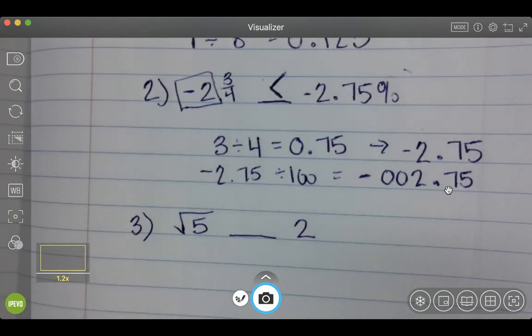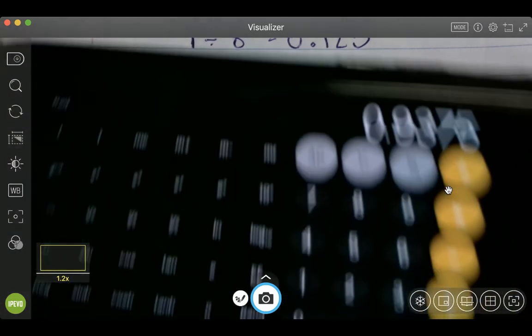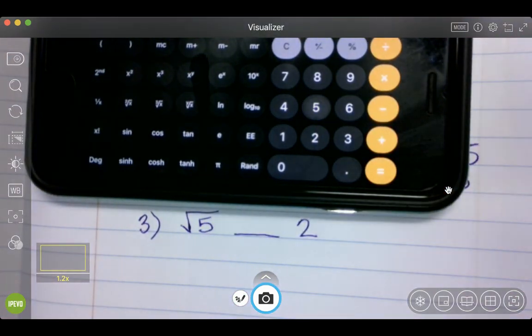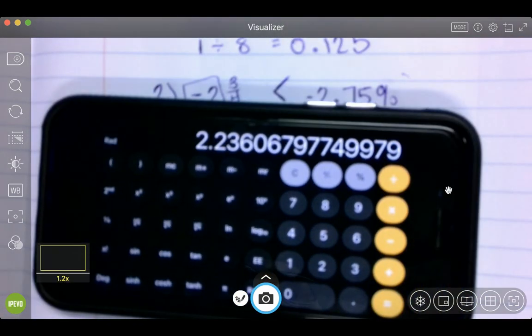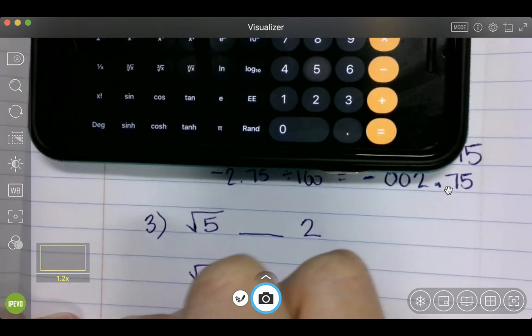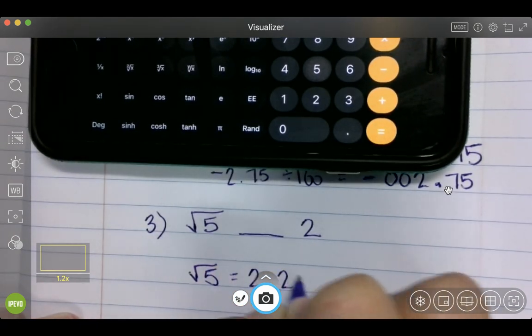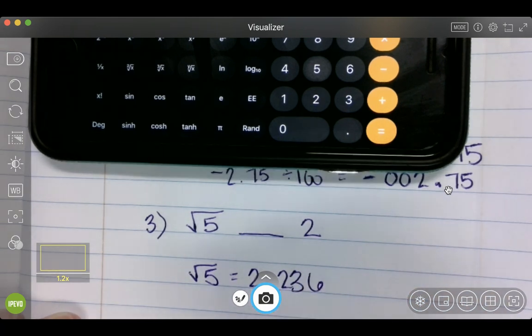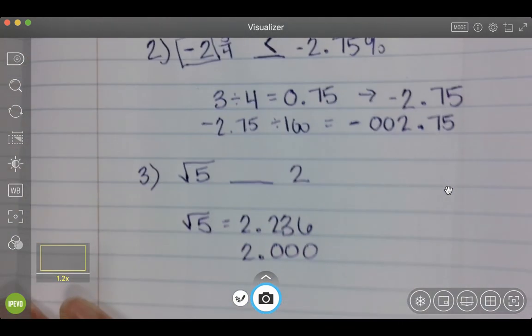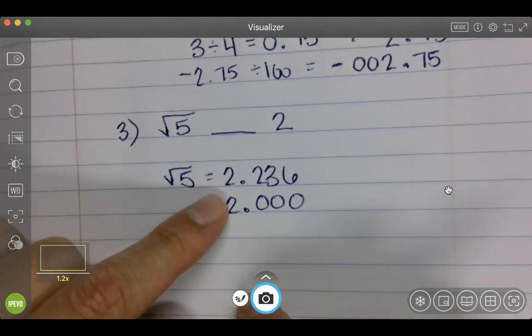So again, on your calculator, if you're using your phone, your calculator needs to be turned to the side. So we would put in 5 and then the square root, and we would get 2.236. So the square root of 5 as a decimal is 2.236. As opposed to the number 2, if I put zeros in as placeholders, I would be comparing my 2's.